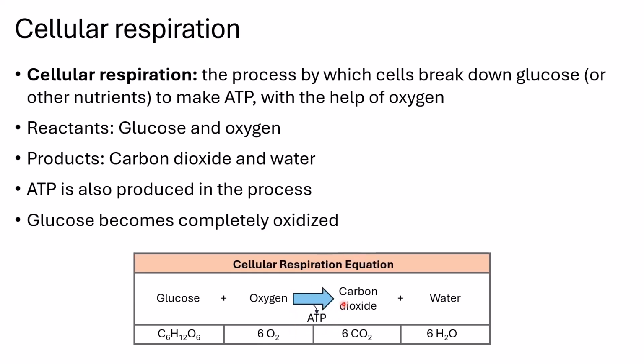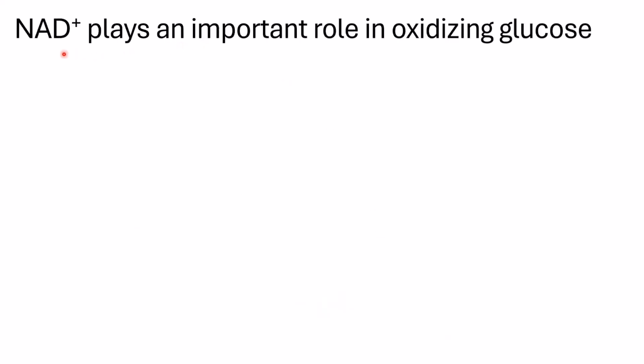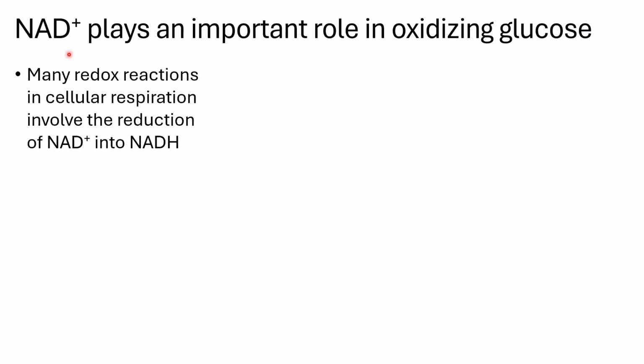Ultimately, this is a process in which glucose becomes completely oxidized into carbon dioxide, which means that redox reactions must be occurring. One of the molecules that's critical for the oxidation of glucose is called NAD+. There are many redox reactions in cellular respiration, and many of these reactions involve reducing NAD+ into NADH, while glucose and subsequent molecules are oxidized.